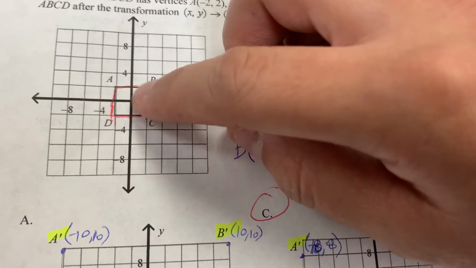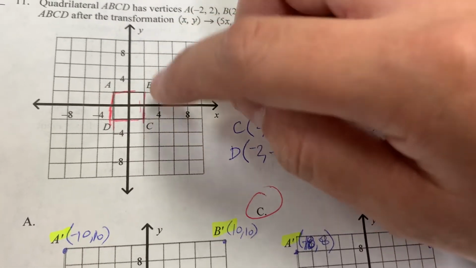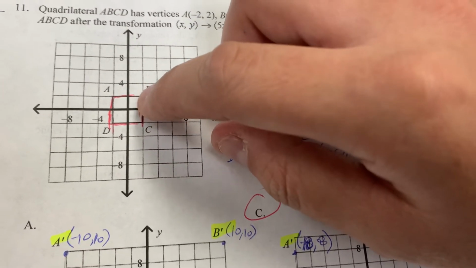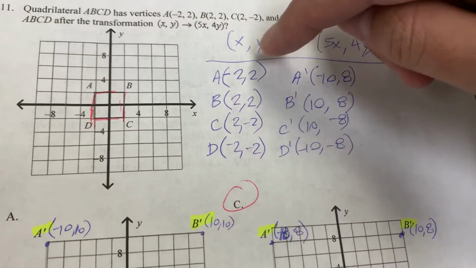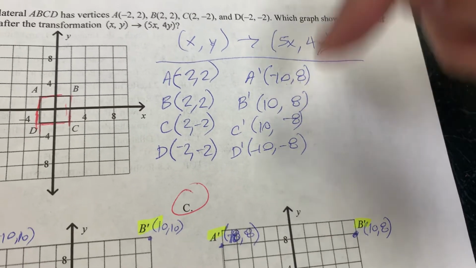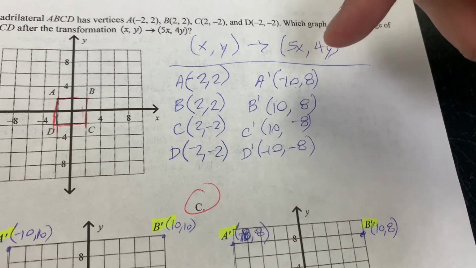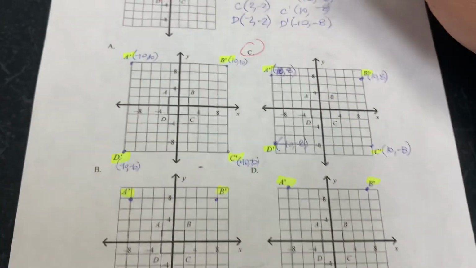Remember, these are going by 2s. So in other words, A is at -2, 2. B is at 2, 2. C is at 2, -2. D is at -2, -2. List the points, and then remember, you're just multiplying all those x's by 5. You're multiplying all the y's by 4. Well, here, the question is, from the graph, which graph is it?